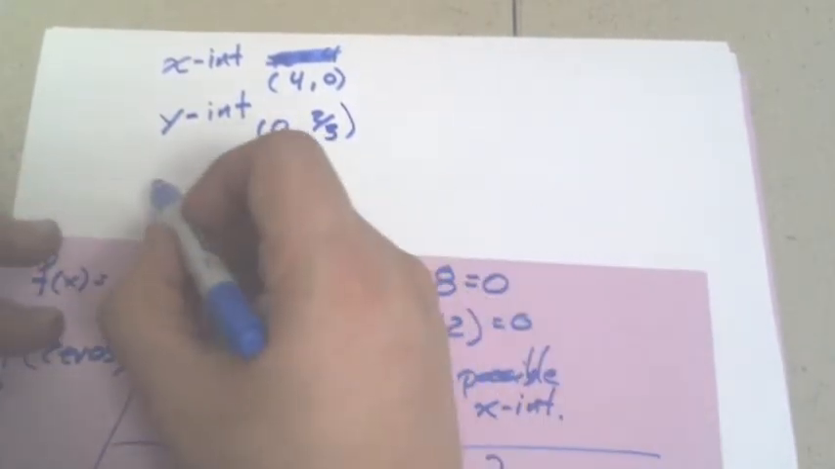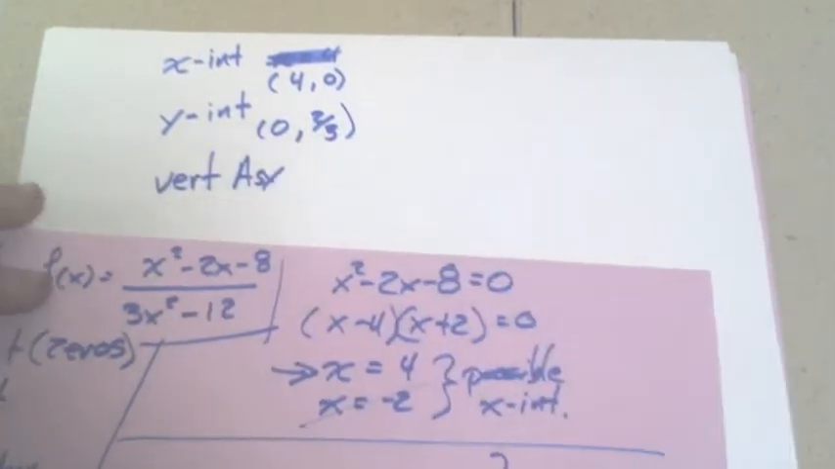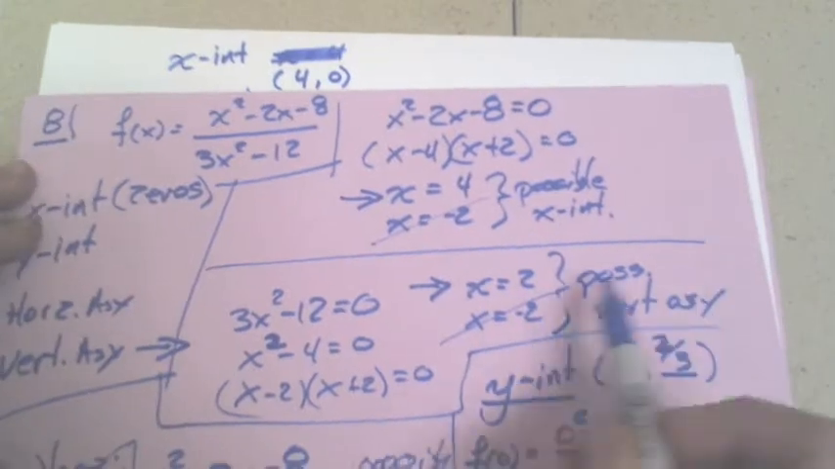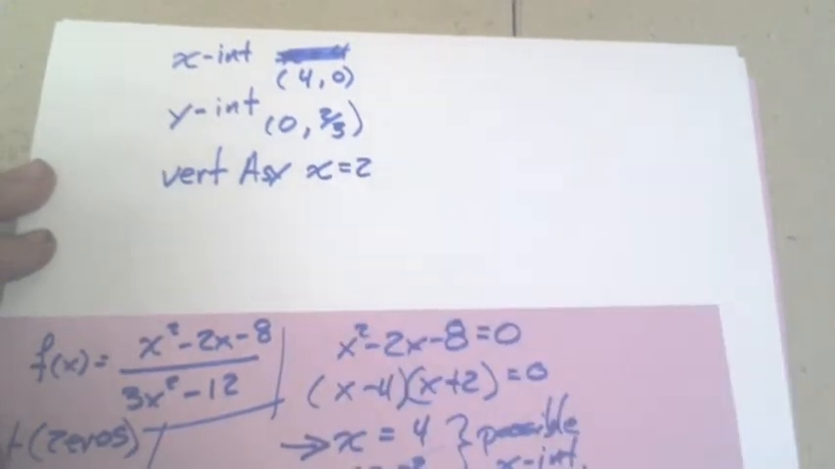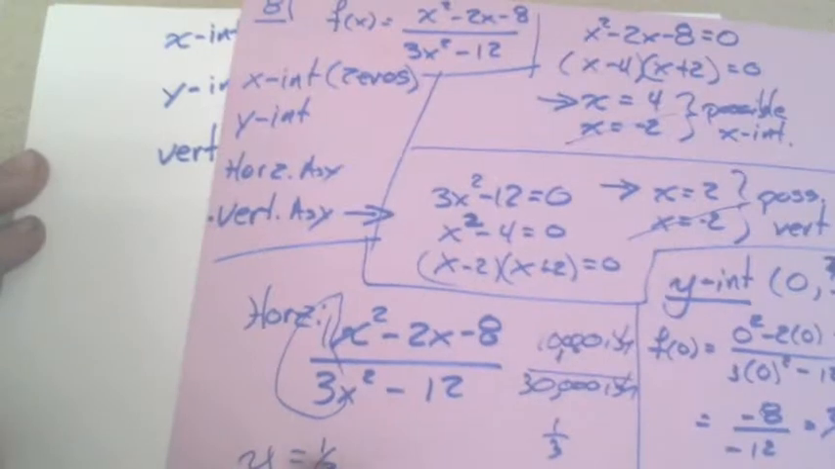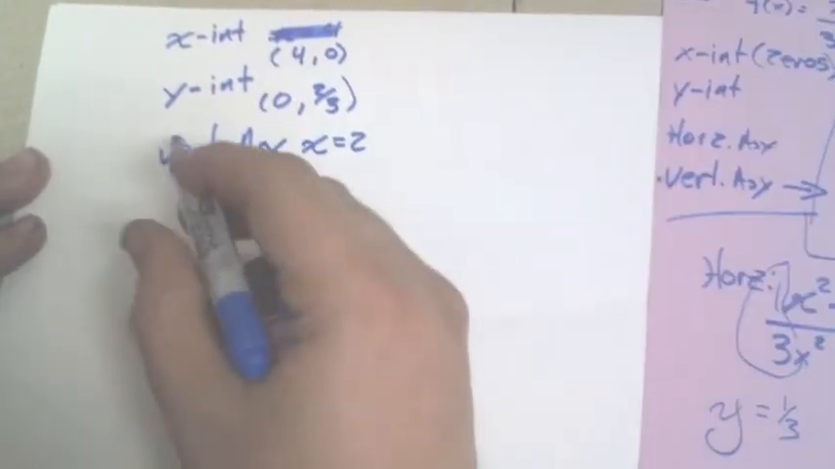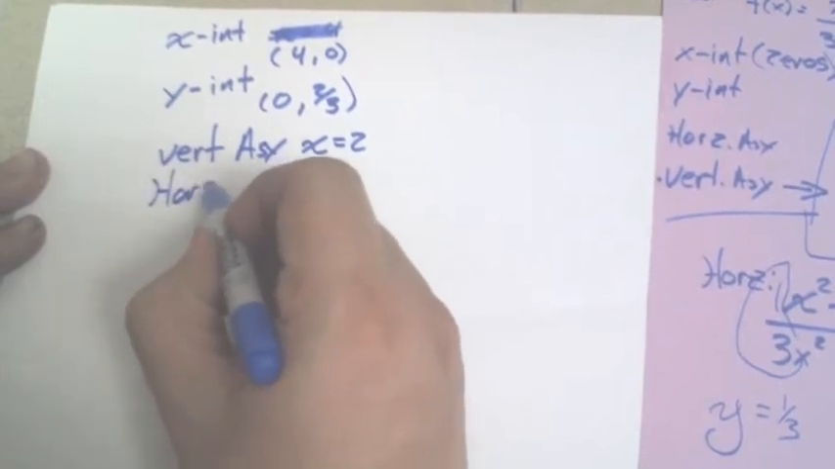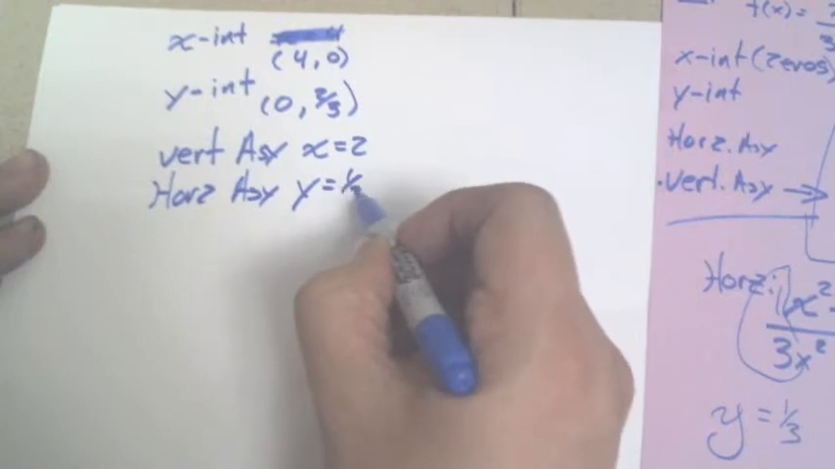We have a vertical asymptote. Our vertical asymptote was happening at x equals 2, and that is the line x equals 2. So we want to make sure we express it as a line. And a horizontal asymptote at y equals 1/3.